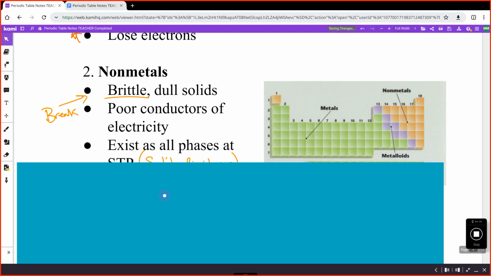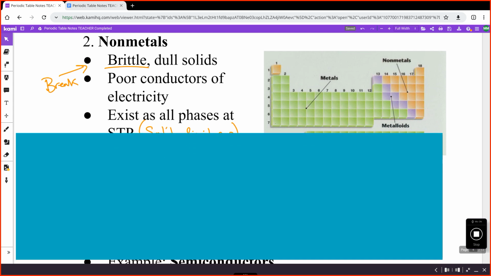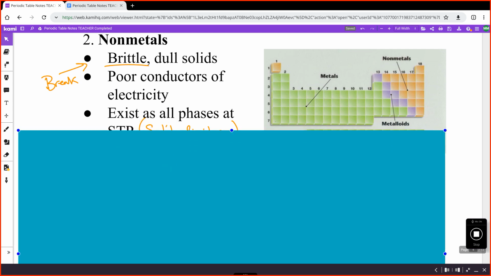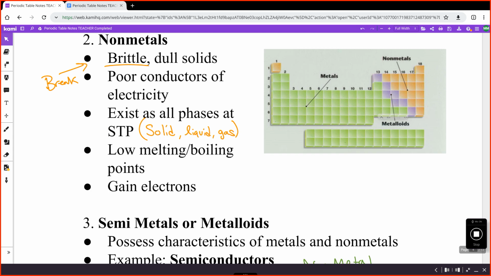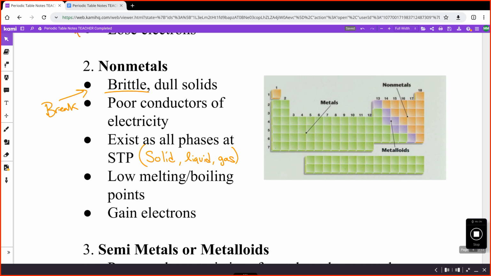Nonmetals exist at all phases at STP. They are solids, they can be liquids, they can be gases. And they have low boiling points and low melting points. And if metals lose, they have to lose somewhere. And what they end up doing is they lose their electrons as nonmetals gain them. And that's a topic that we will explore much more as we get going.